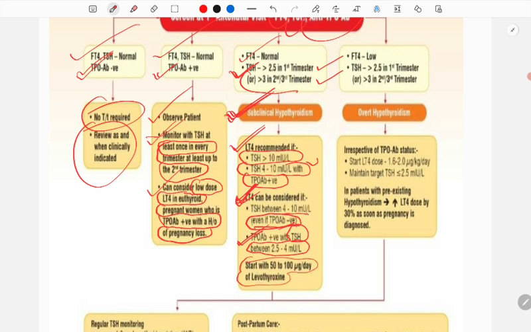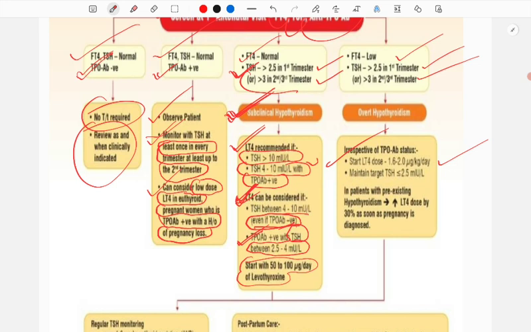Okay, then if free T4 is low, what does that mean? Overt hypothyroidism, with TSH more than 2.5 in the first trimester, and more than 3 in the second and third trimester. Here, irrespective of antibody status, if T4 is low, you directly start levothyroxine at 1.6 to 2 microgram per kg per day. Remember this dose.